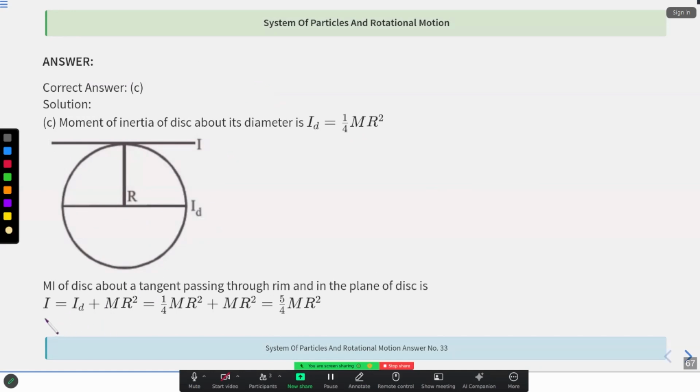So I is equal to Icm plus mr square. So 1 by 4 mr square plus mr square, that is 5 by 4 mr square. So the answer is 5 by 4 mr square. Fine. Let's move next.